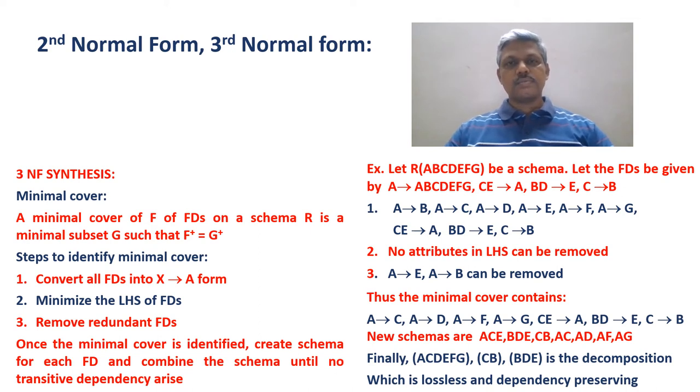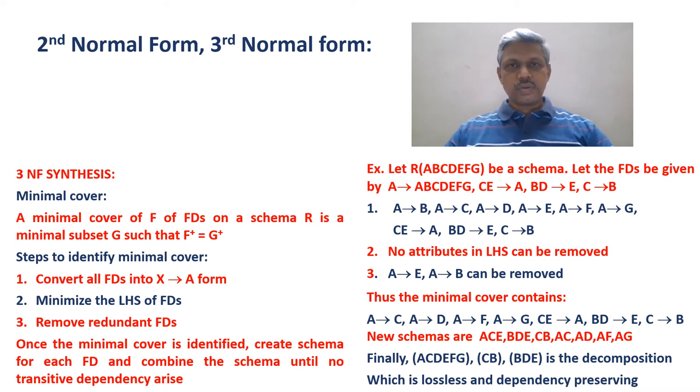Let me put it more mathematically. Let F be the set of functional dependencies given. If G is a proper subset of F such that G plus is equal to F plus, and G is minimal with respect to that property, that means no proper subset of G has the same property, then we call G a minimal cover. Then how do we identify the minimal cover? Again, it has three steps.